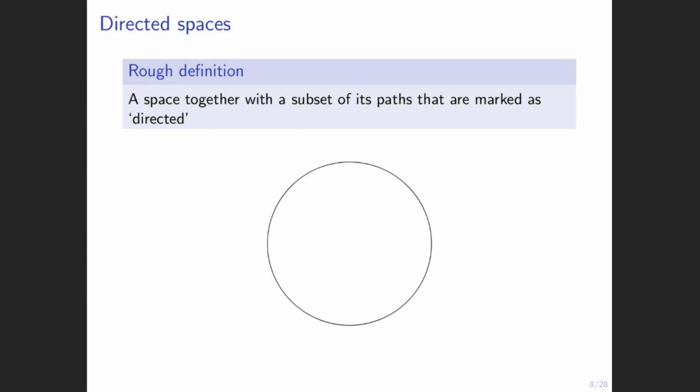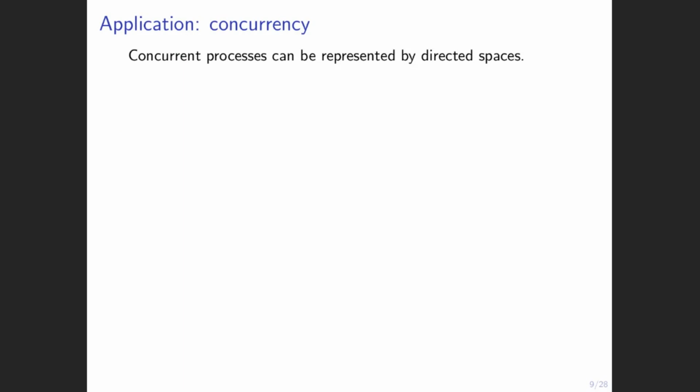And if we want to model something going around the circle, a path in this space is some path from a point like here to a point like one here. We want to say that the paths that go clockwise around the circle are allowed, and the paths that go counterclockwise are not allowed. We can illustrate that with some arrows like this. So that's an example of a directed space.